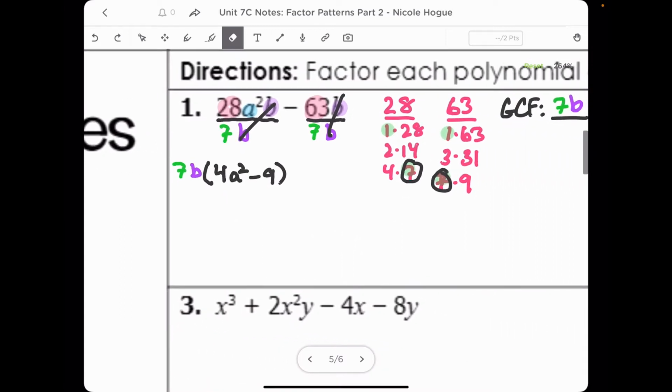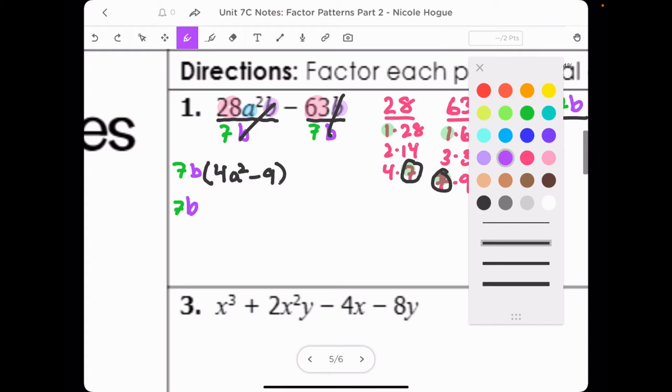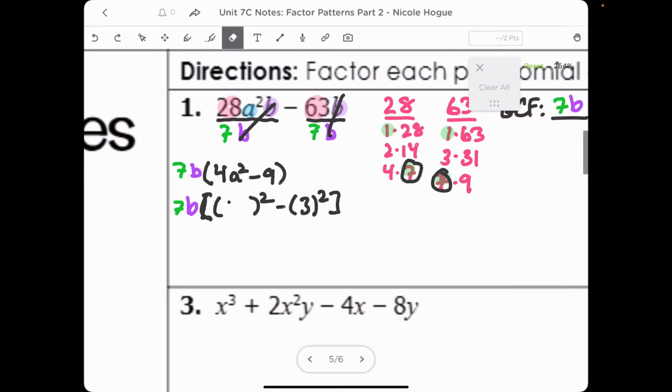Yes, they are. Is a squared a perfect square? Yes. So what ends up happening is we can replace 4a squared with the square root of it, which is 2a squared, and then minus the square root of 9, which is 3. Let me go ahead and change these to some different colors.